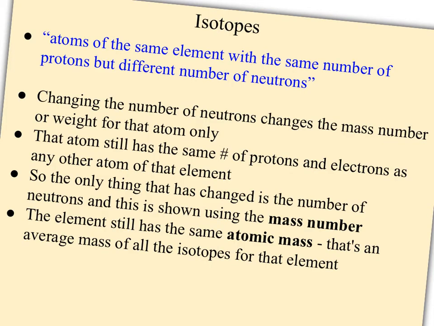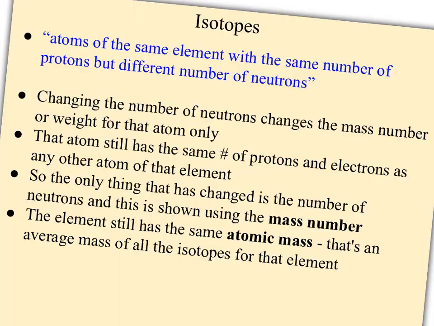And that's a start to using the squares on the periodic table to look at protons and electrons. The next thing is to look at the neutrons. And when we talk about neutrons, we have to talk about something called an isotope. Isotopes are atoms of the same element with the same number of protons, but different numbers of neutrons. That means if they have the same number of protons, they're still going to have the same number of electrons. The only thing that's different is they have a few more or a few less neutrons, so they're a little heavier or a little lighter. So changing the number of neutrons only changes the mass number, or the weight, for that atom only.